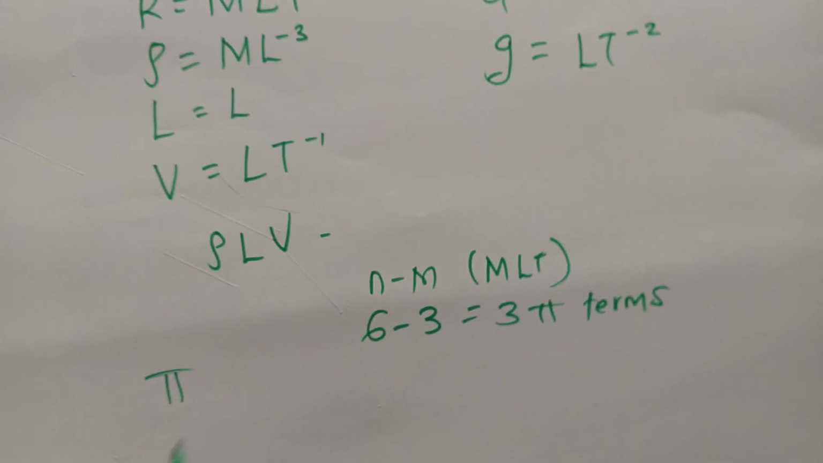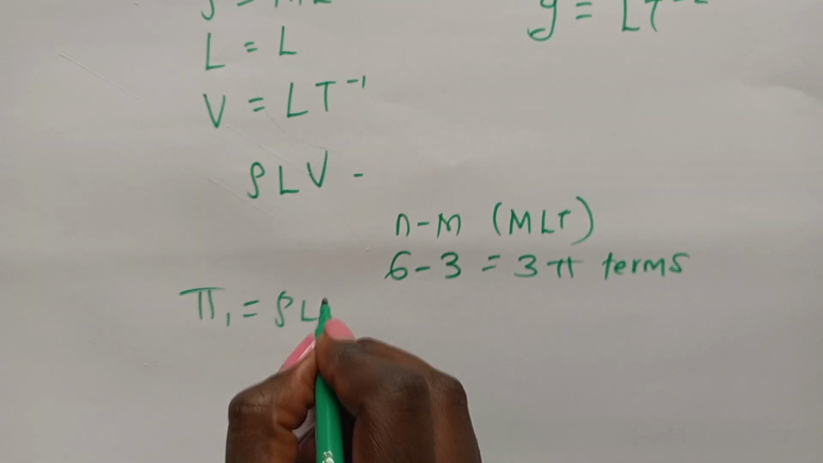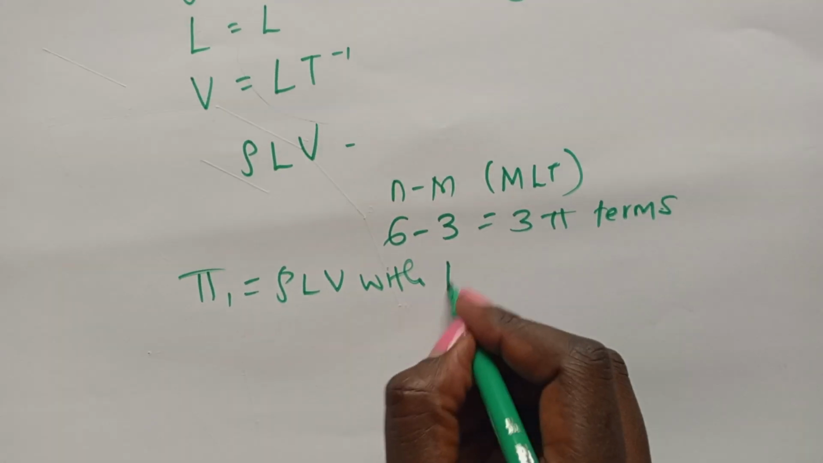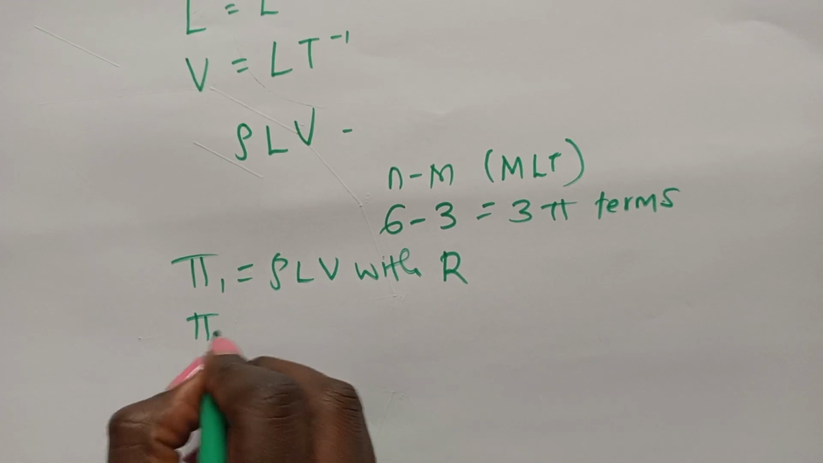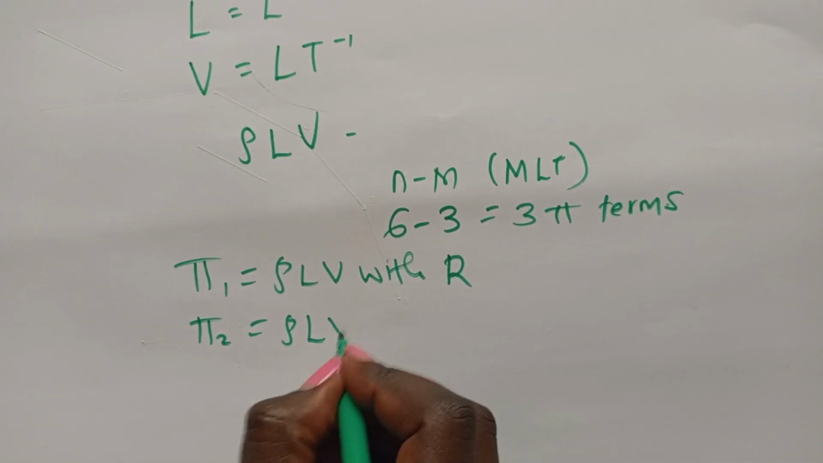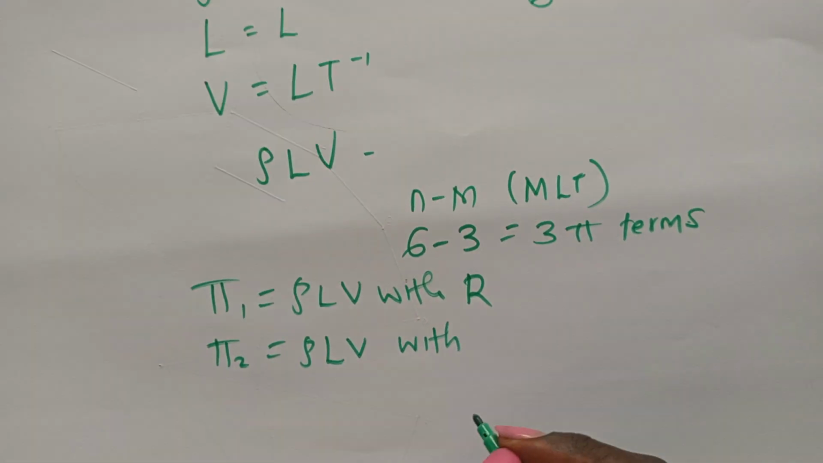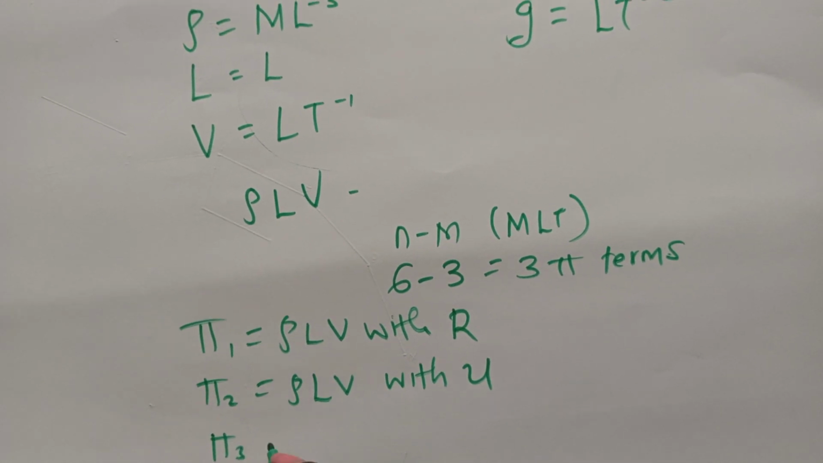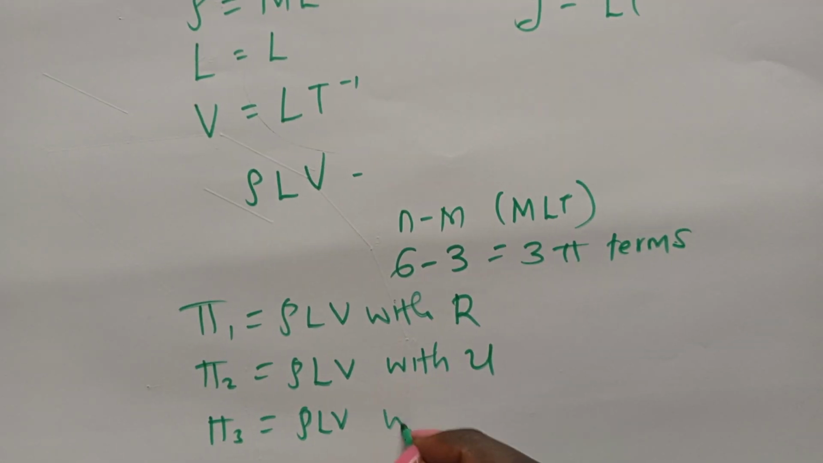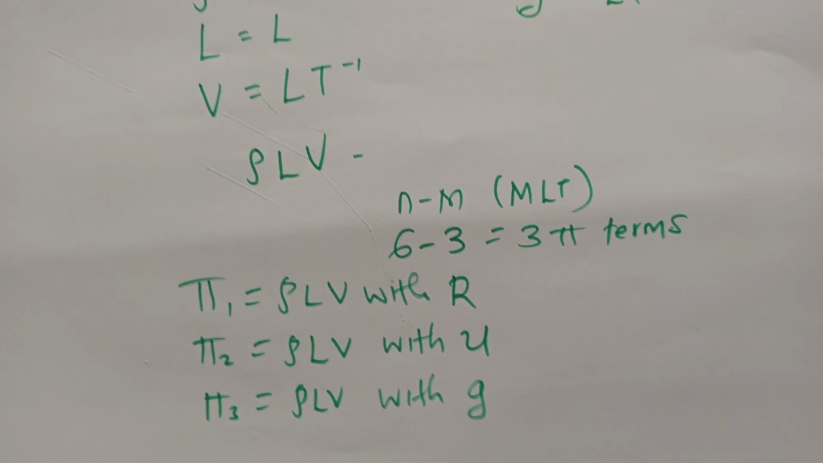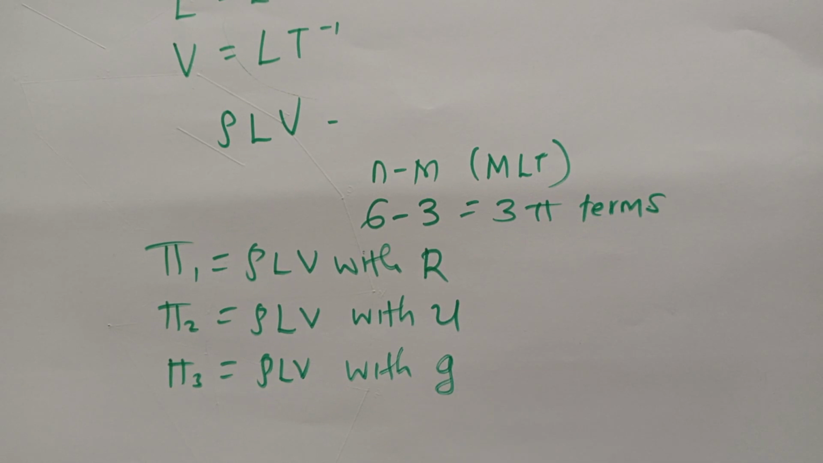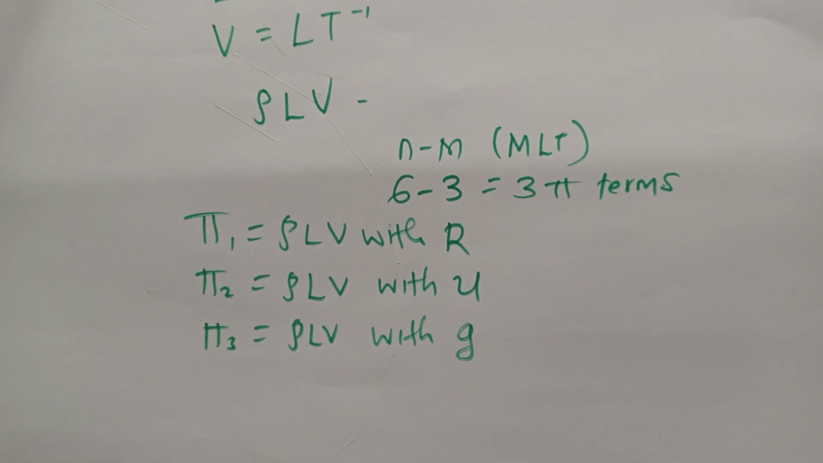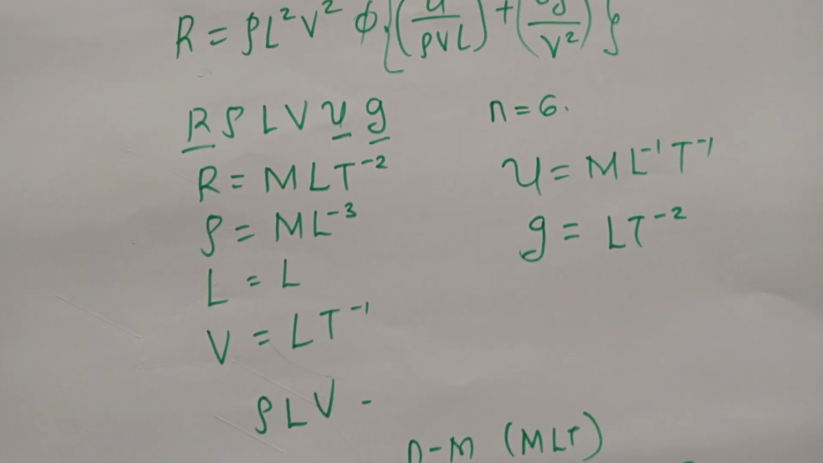Now, let's write the pi terms. Pi number 1 is rho, L, V with R. Pi number 2 is rho, L, V with mu. And lastly, pi number 3 is the repeating variables with acceleration due to gravity, such that we will have 3 equations here. From the 3 equations, we will need to combine them to take us to our previous equation, the equation that was required up there.